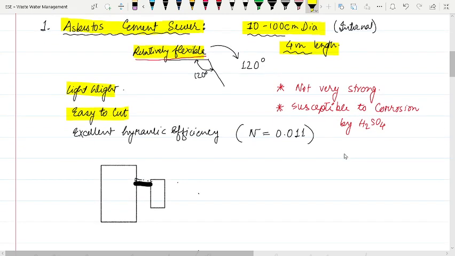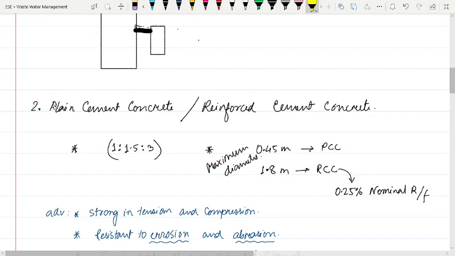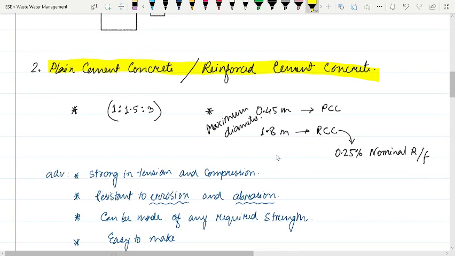Okay, if sewage is acidic, we cannot provide asbestos cement sewer. Next comes plain cement concrete or reinforced cement concrete. Okay, we know these are generally strong materials. They are strong in both tension and compression.